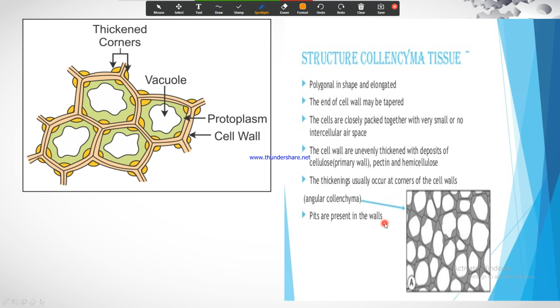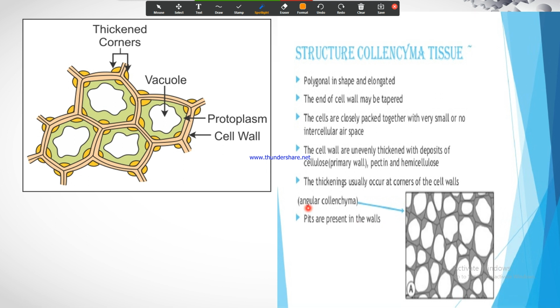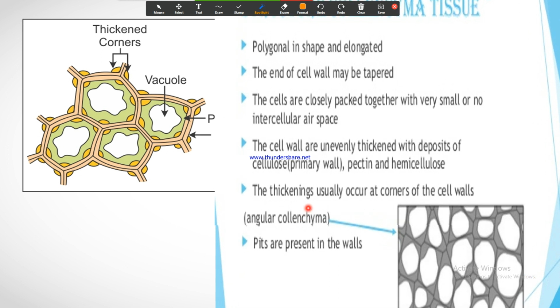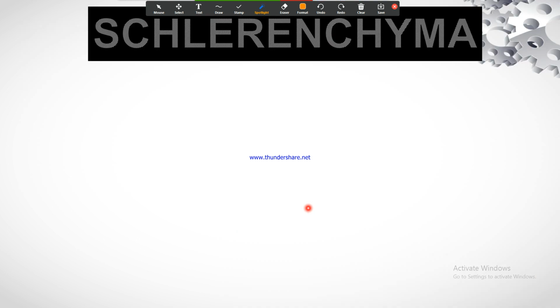Pits are present in the walls. Pits means narrow areas we can see in these wall areas. Okay, so those are the characteristics of collenchyma. Okay, that is about collenchyma.